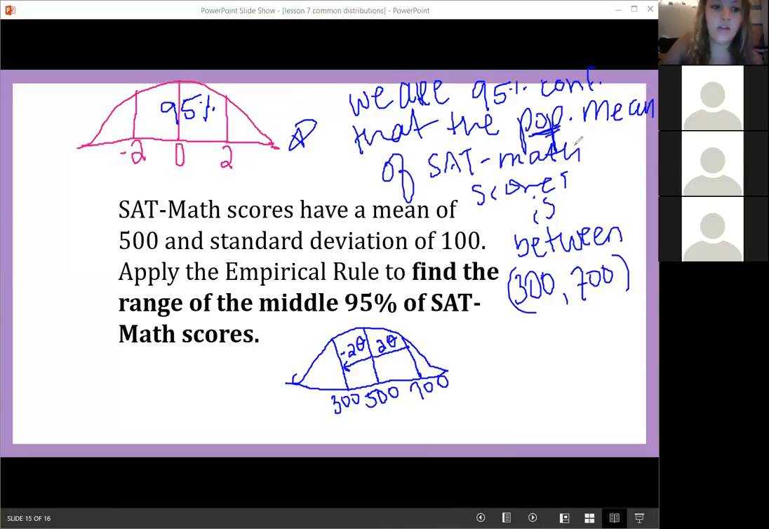Remember, good job, Maria, remembering that we use population. And we're talking about means here, not proportions. These are whole numbers, not decimals between 0 and 1, and we're not talking about a percent of anything. They're actual numbers. So that is our range. Wow, amazing. Super proud. You guys did a great job.